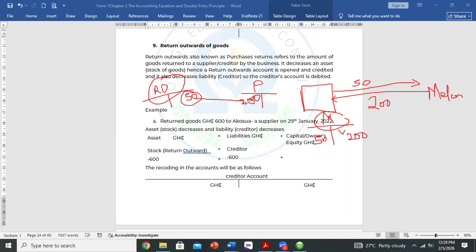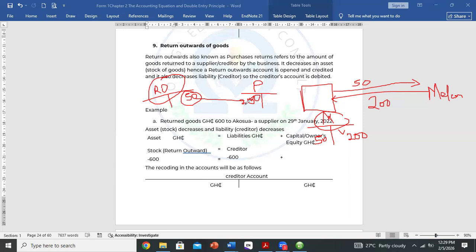Stock is having about 4 accounts. One is used to record when we sell the stock. One is used to record when we purchase the stock. One is used to record when we return some of the stock. And the other one will be used to record when our customers return the stock back to us. So stock is having how many? 4 accounts. Sales, purchases, return inwards, and return outwards.